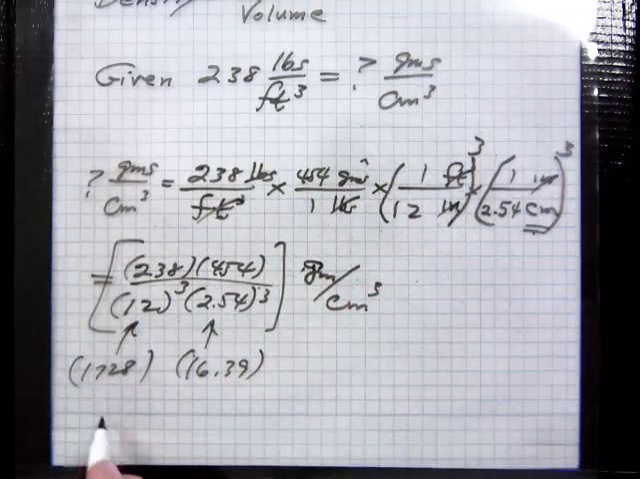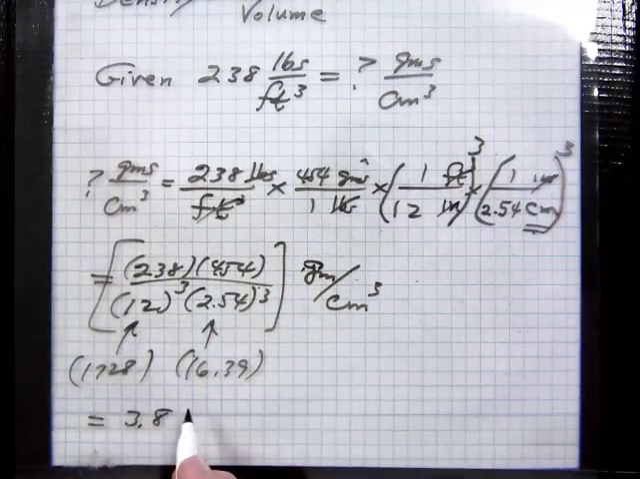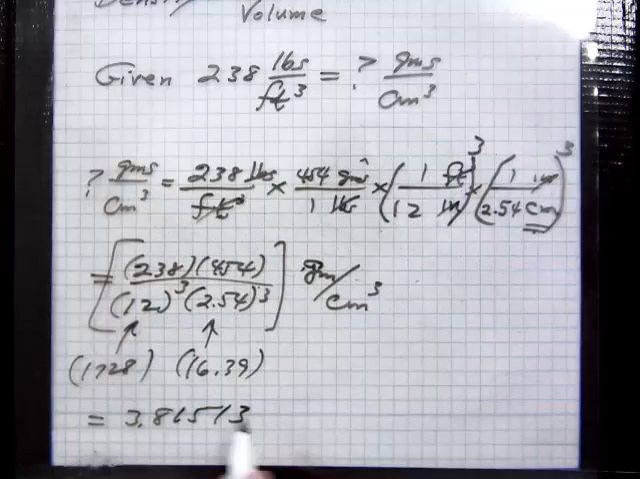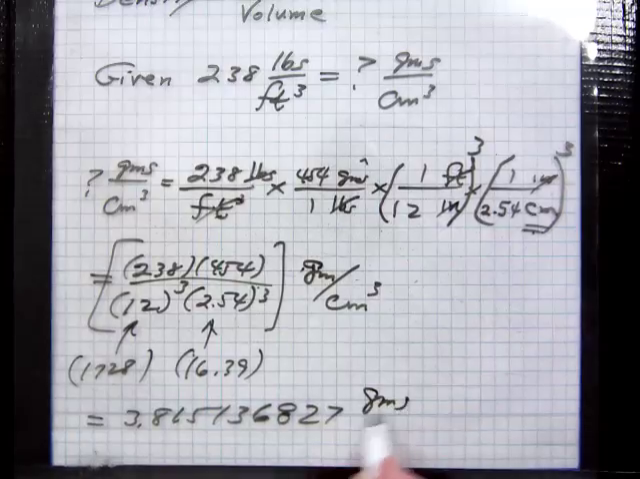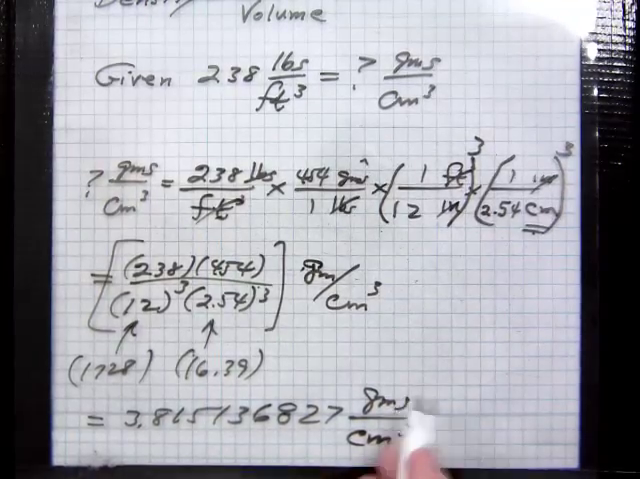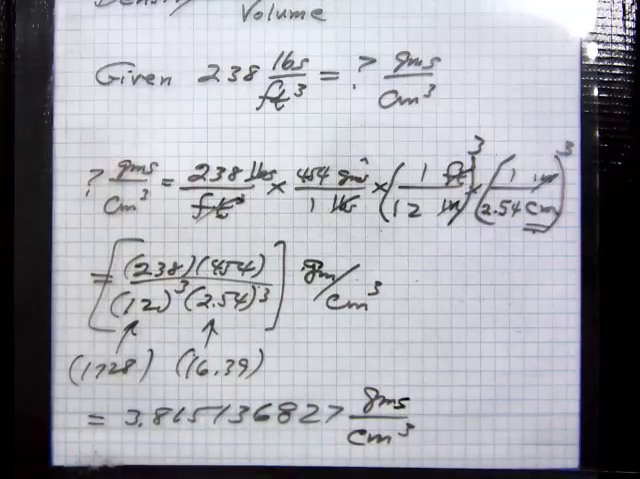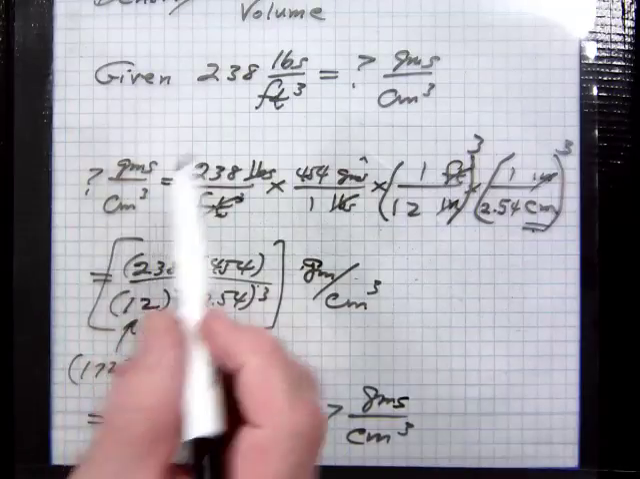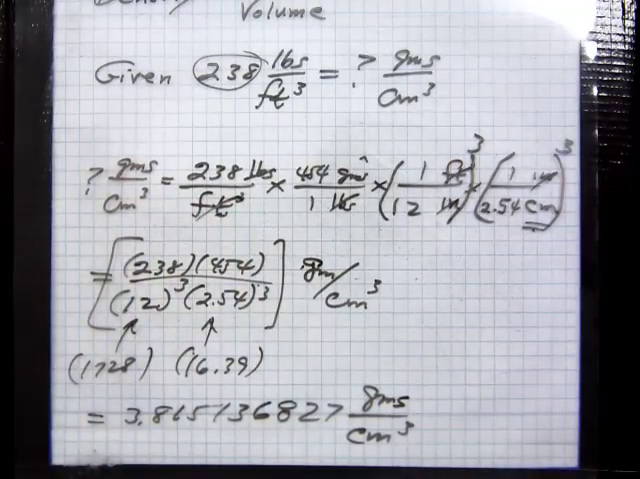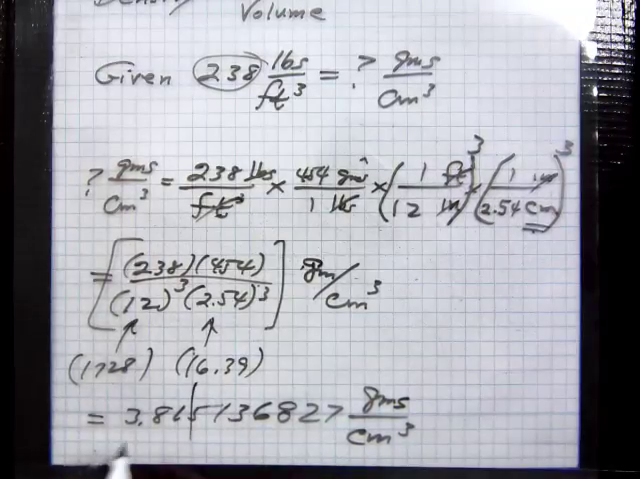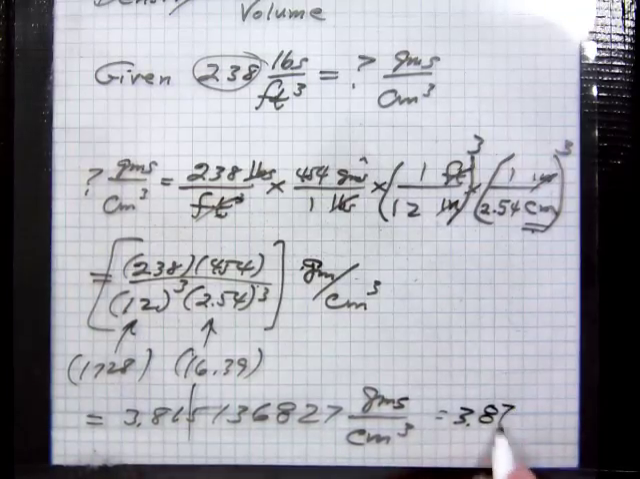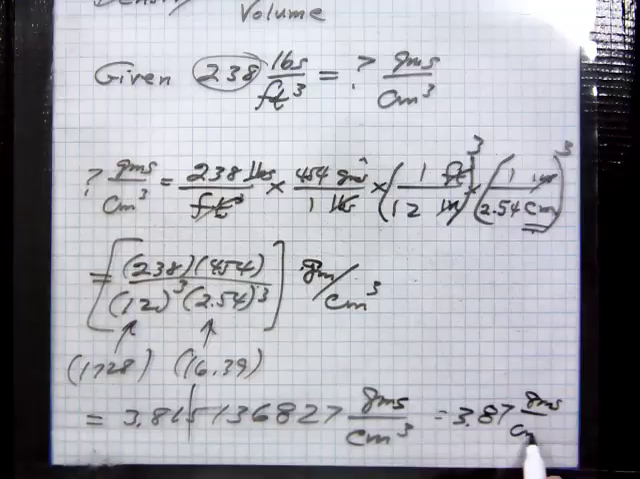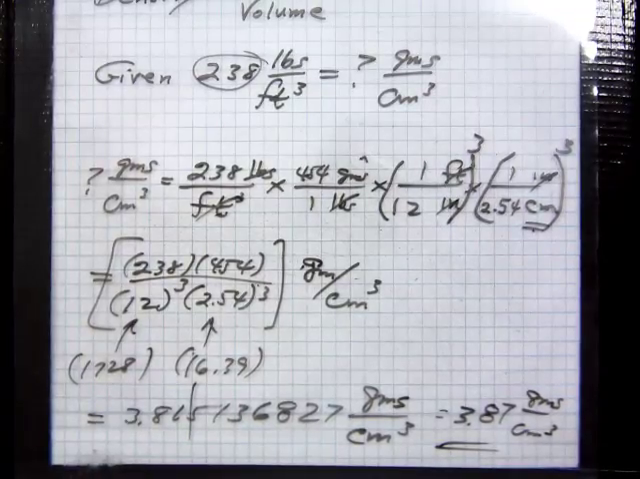I might come down here with it. There is our calculator answer, and if we look back up here, we only have 3 sig figs, so we would round it to 3.87 as our appropriate answer.